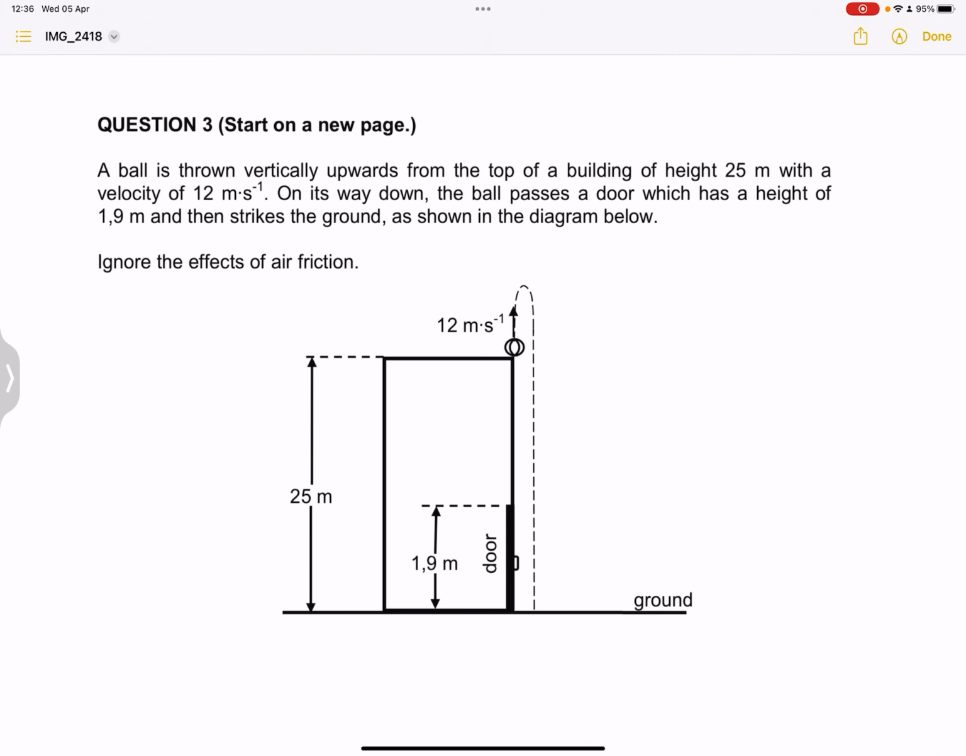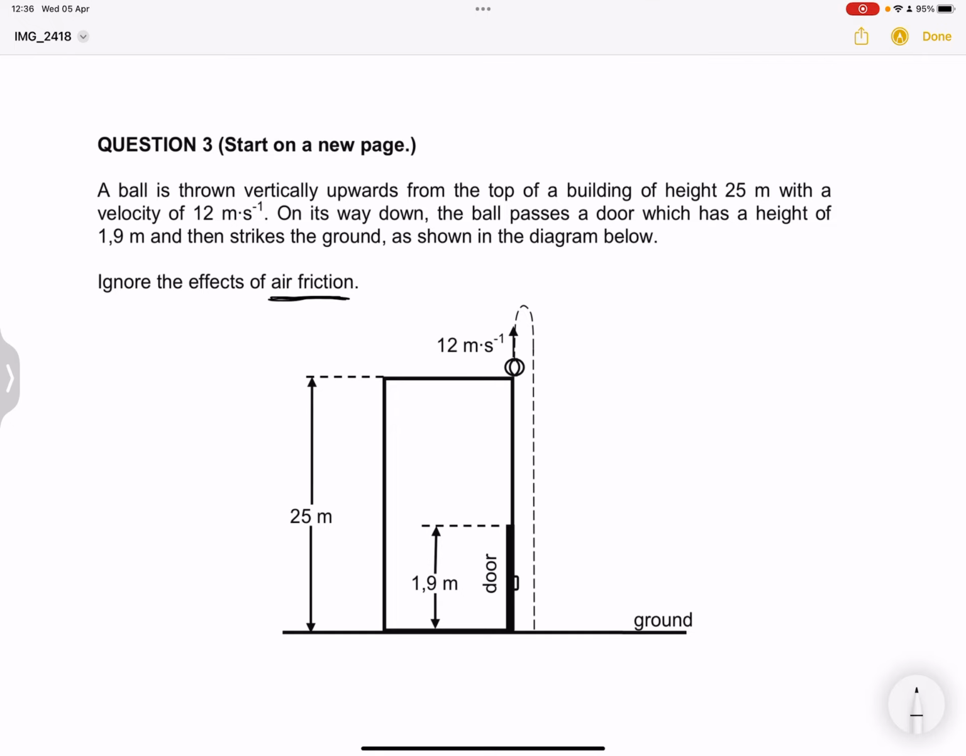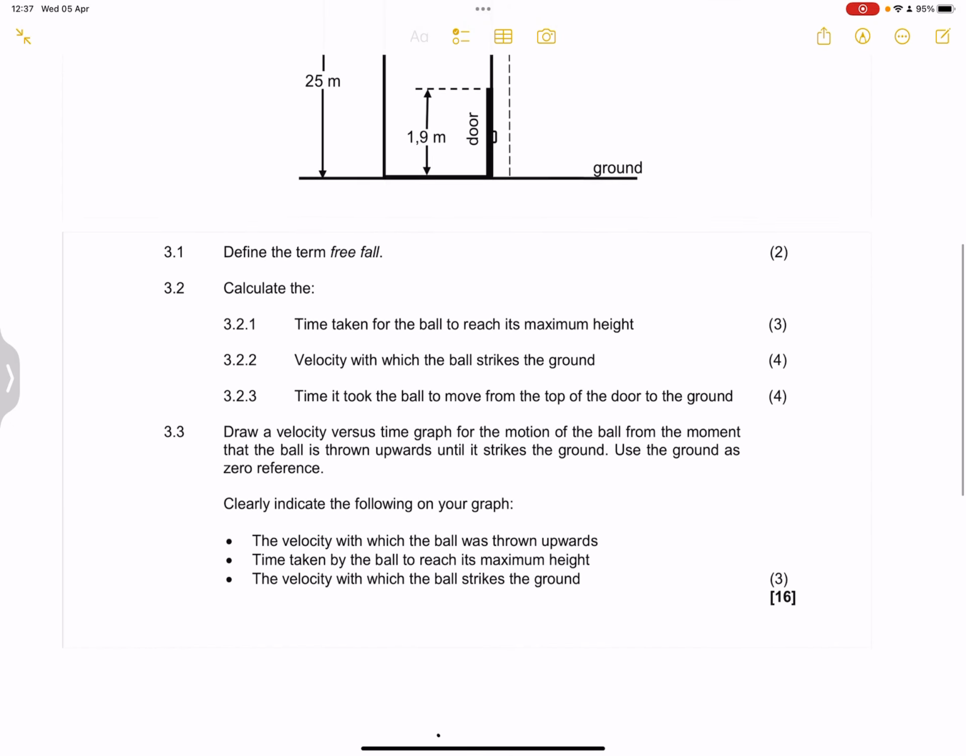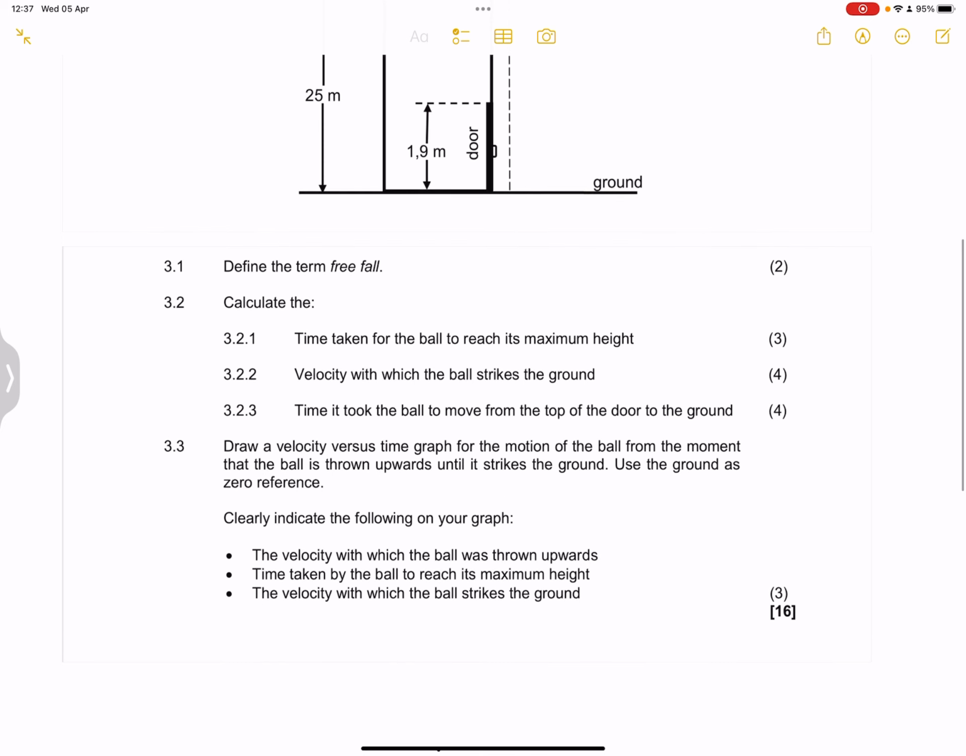Remember, the moment that we rule out the effects of air friction, it means that gravity becomes the only force that acts on the body as it goes down. So they say, define the term free fall. Remember that free fall is motion of an object under the influence of gravitational force only. Please qualify that with "only", otherwise it becomes incorrect as a definition.